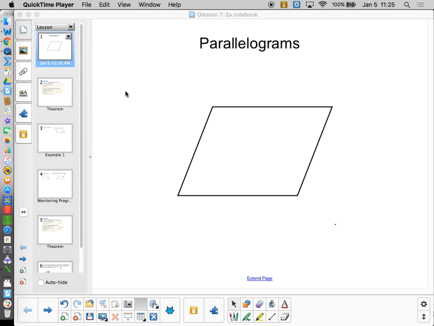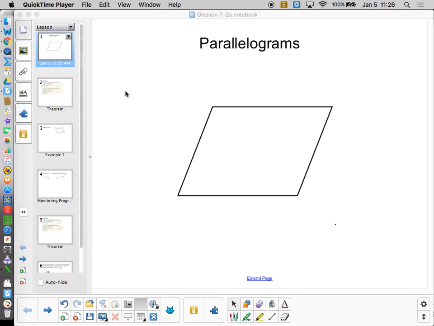Well, today's theme is parallelograms. We're going to be talking about parallelograms and properties of parallelograms. It's pretty important that you know the properties of parallelograms. There are going to be several of them, and you need to memorize these properties because we're going to use them to set up and solve equations.